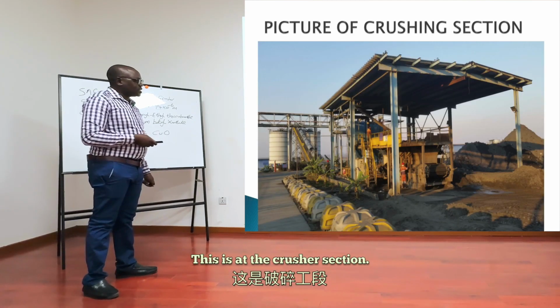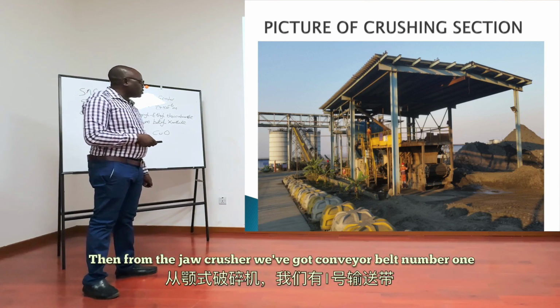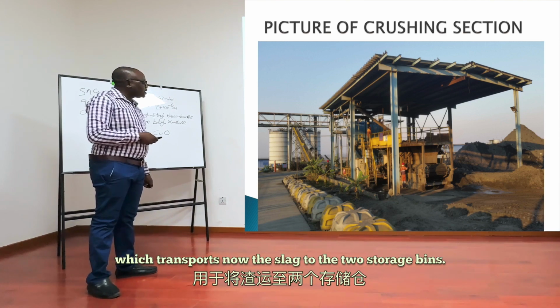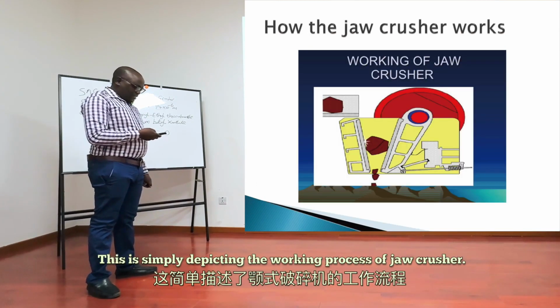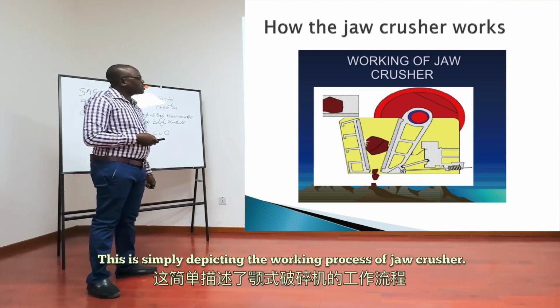This is at the crusher section. So this is the apron feeder. Then underneath there is a jaw crusher. From the jaw crusher we've got conveyor belt number 1, which transports the slag to the 2 storage bins. This is simply depicting the working process of a jaw crusher.